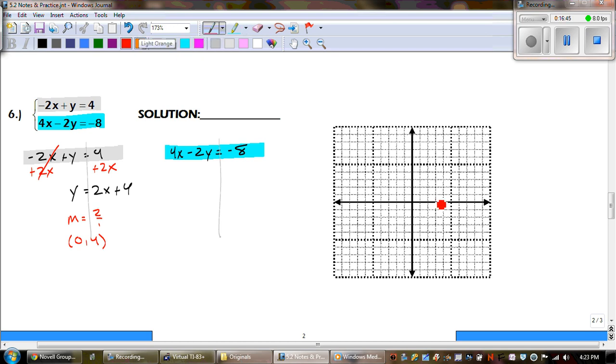Okay, so at 0, 4, there we go. Go up 2/1, up 2/1, and I'm just going to keep going. Okay, I'm going to draw my line. And there we go. Okay, so I want you guys to go ahead and solve for y on my blue line and then graph it. Okay, pause the video and good luck.